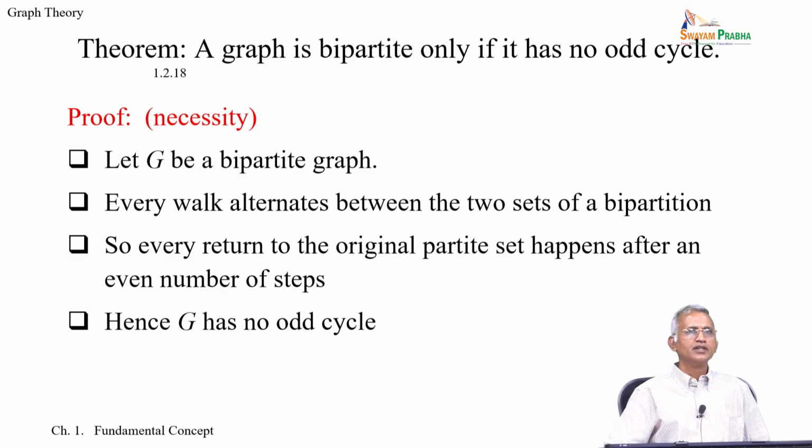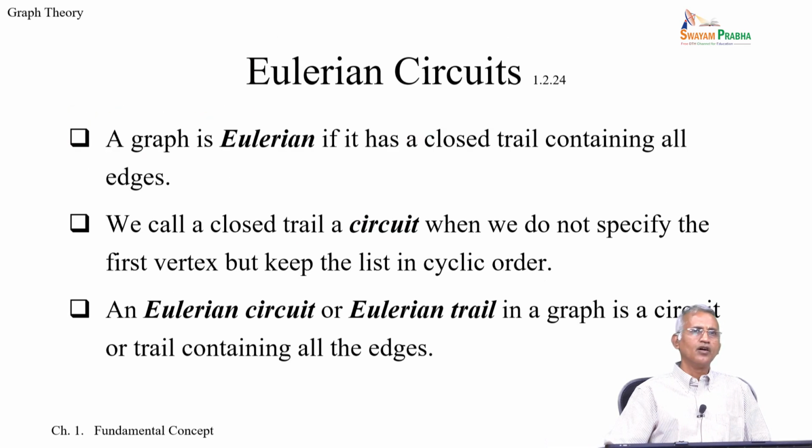So, let G be a bipartite graph. Every walk alternates between the two sets of the bipartition, and every return to the original partite set happens after an even number of steps. So, G has no odd cycle.